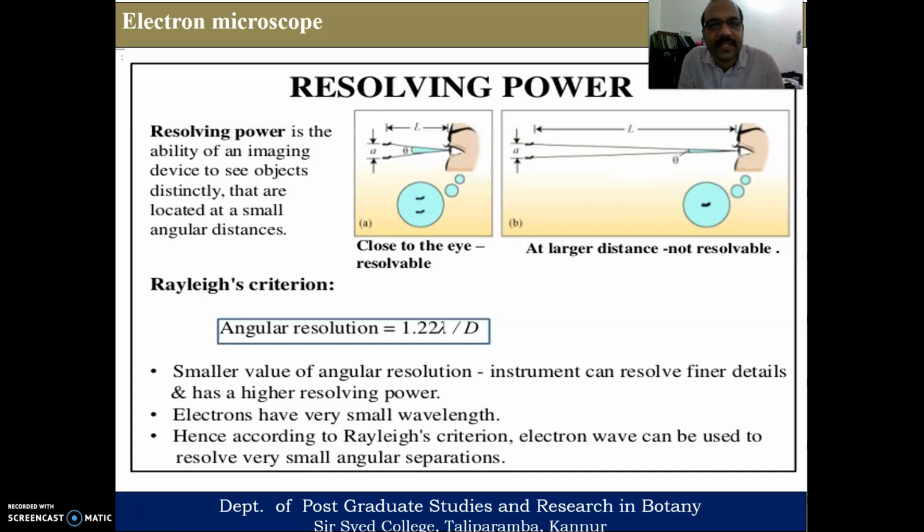But in the case of PG, we can see the most important information with regard to electron microscope. It is called Rayleigh's criterion.